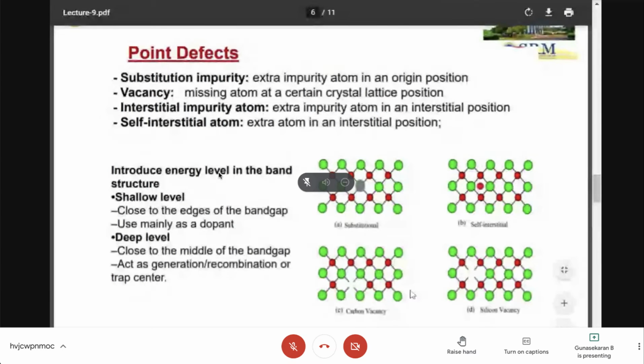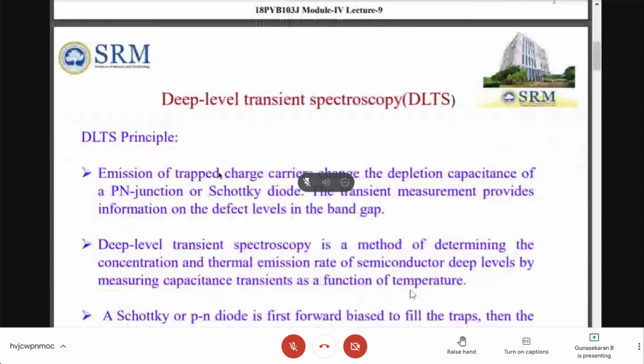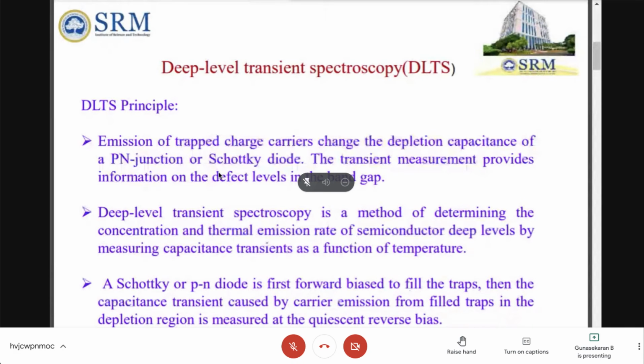Now you come to what are the basic principles of DLTS. The first is the emission of trapped charge carriers. Please listen carefully here. The emission of trapped charge carriers in the depletion region changes the depletion capacitance C of a PN junction or any other metal-semiconductor junction, such as Schottky diodes. For this, the transient measurements give the information of the defect levels in that crystal or in that band gap. Can you understand this? Say yes or no, please. Yes, sir.